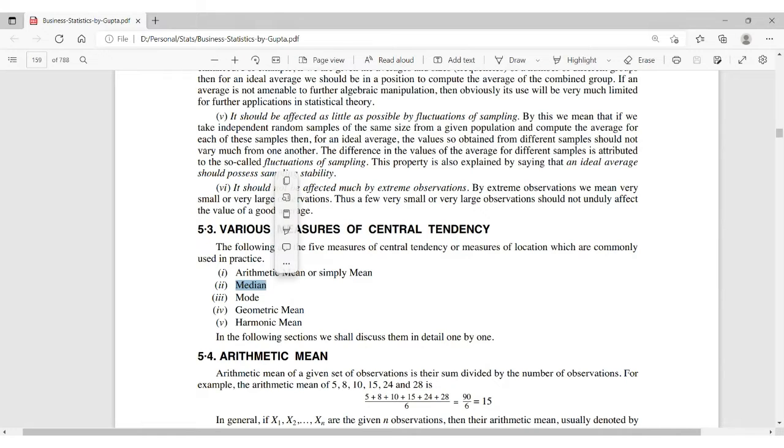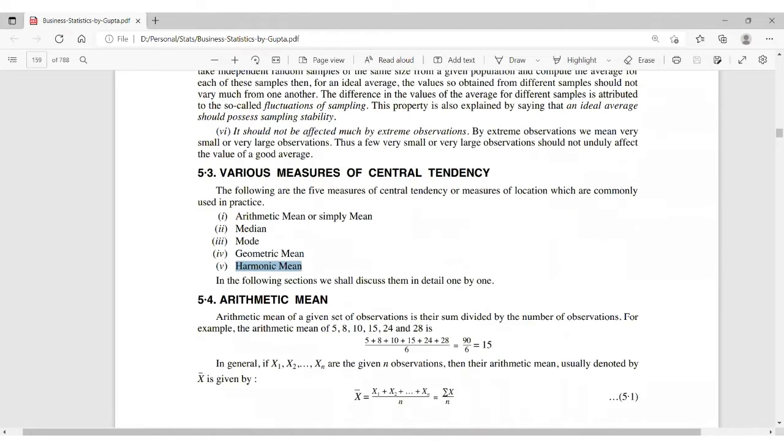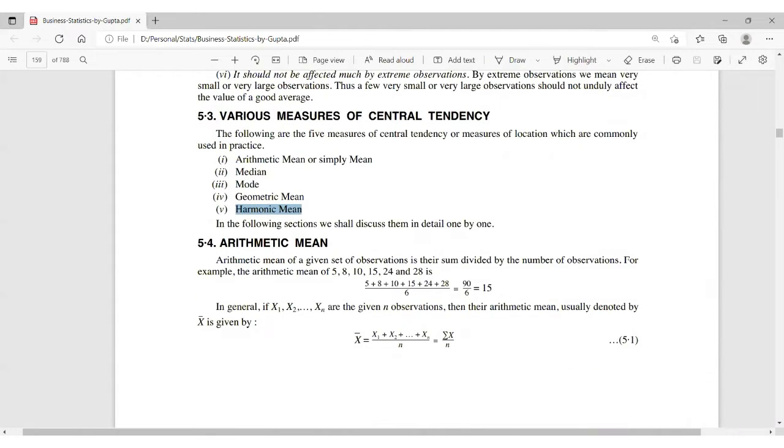Third, mode. Next, geometric mean, GM. Next, harmonic mean, HM. Any question?